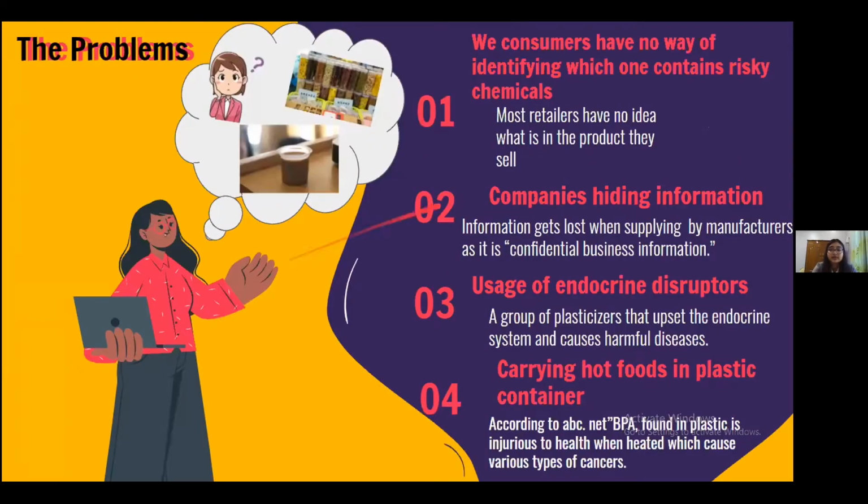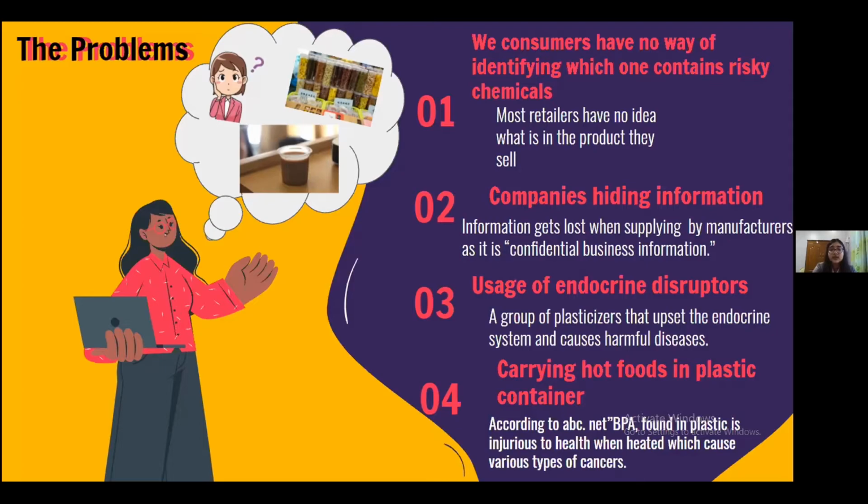The problems. I have identified four main problems to this issue. The first one is we consumers have no way of identifying which objects contain risky chemicals. Most of the retailers themselves also have no idea what they're selling. The second one is company hiding information. Information mostly gets lost when supplying by manufacturer, as it is confidential business information.